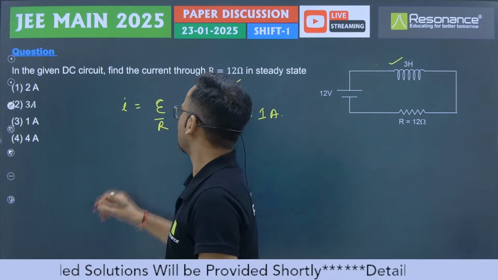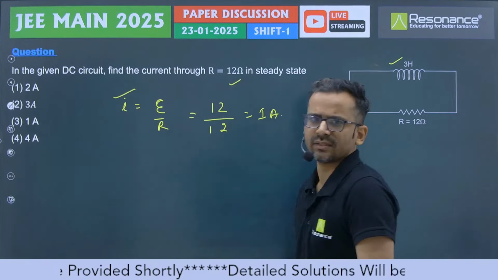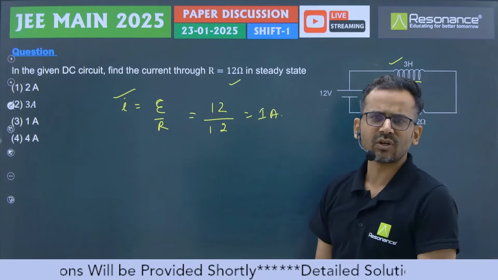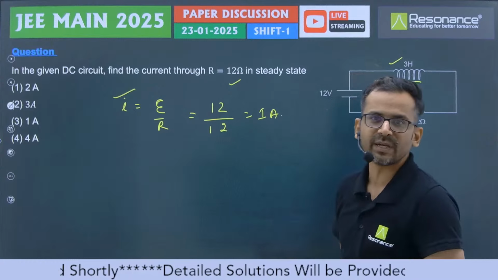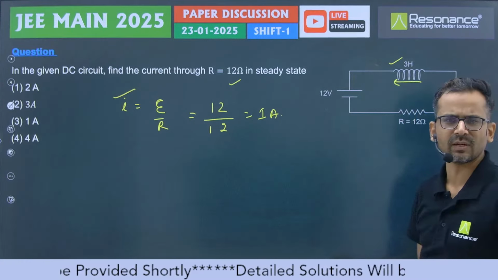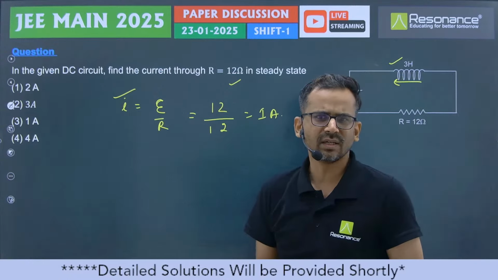So this is the current in the circuit, because an inductor opposes the current only in case of either an AC circuit or in the beginning of the circuit. When we turn on the current, at that time it will oppose the current. Otherwise it acts like a normal circuit.